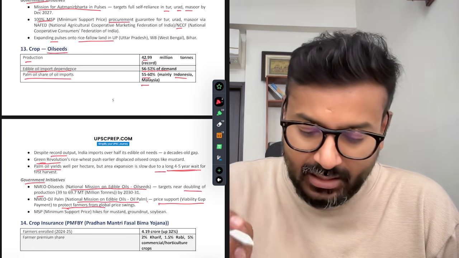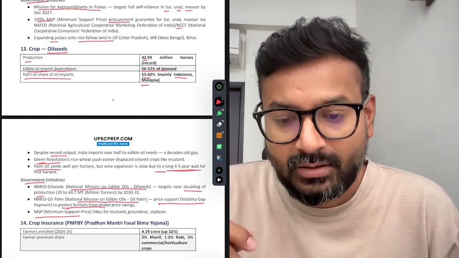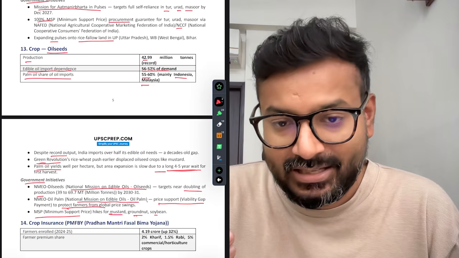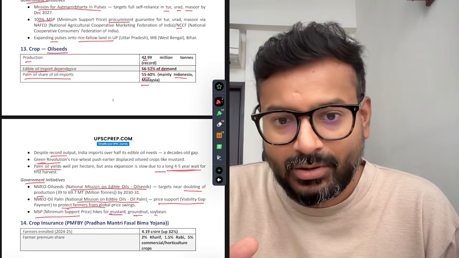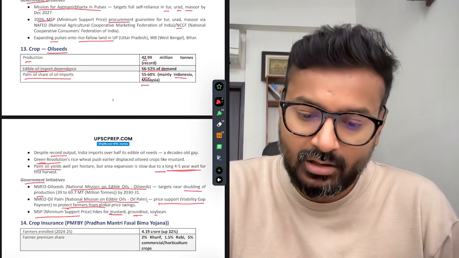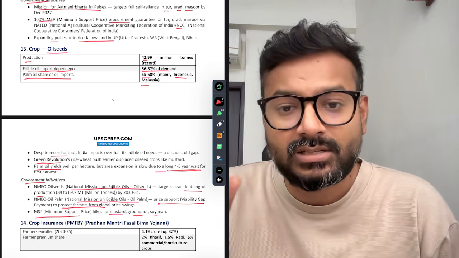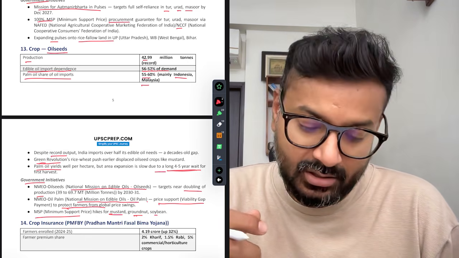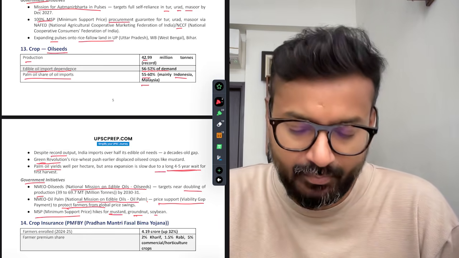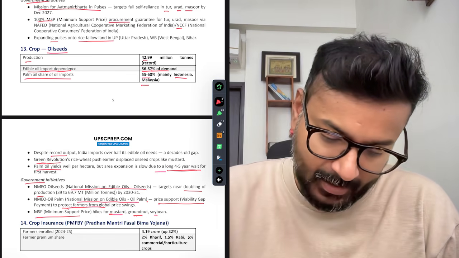And in MSP, the MSP, particularly for oil seeds like mustard, groundnut, soybean, has been increased. Okay, so the general formula is 1.5 times the cost of production. For oil seeds particularly, the government generally announces 2 times the cost of production. So the profitability of the farmers is high, and they're more incentivized to produce oil seeds. Okay.